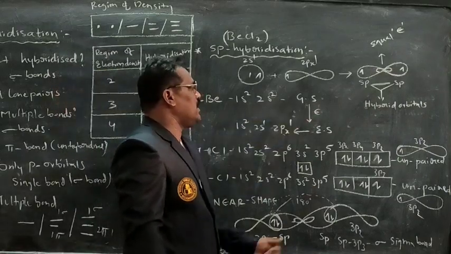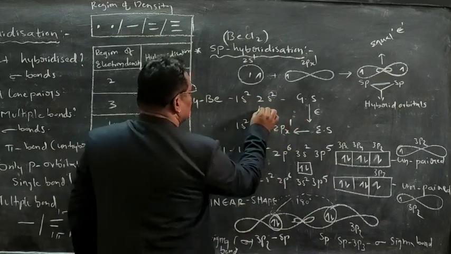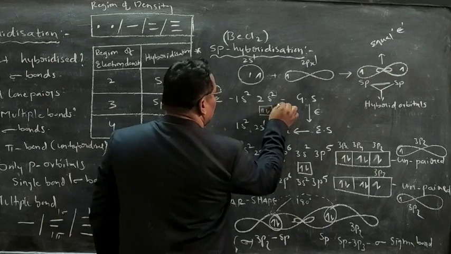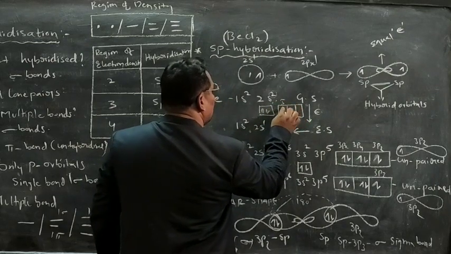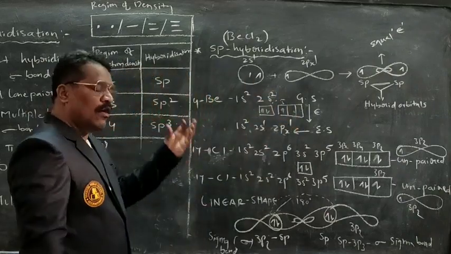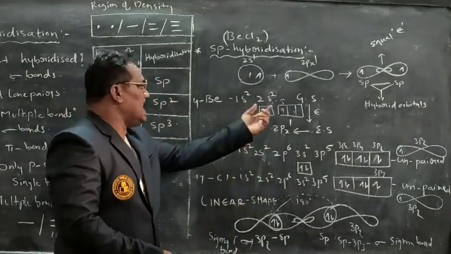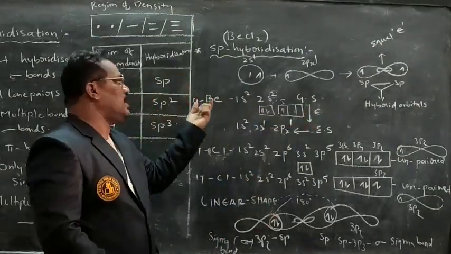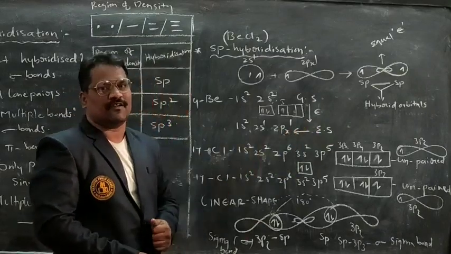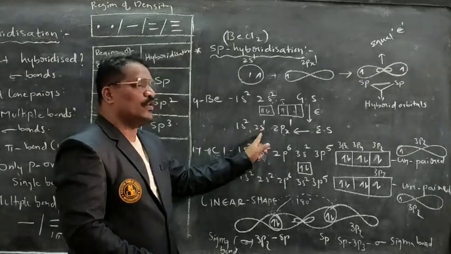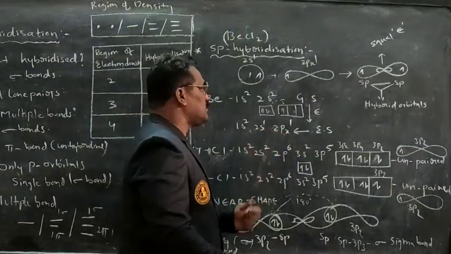So, by applying a certain quantity of energy, I am bringing one electron to the next higher orbital, which is the p orbital. How can I bring it up? By applying a certain quantity of energy. As I apply energy, an improvised electronic configuration is formed, called the excited state electronic configuration: 1s2, 2s1, 2px1. So here two unpaired electrons exist.